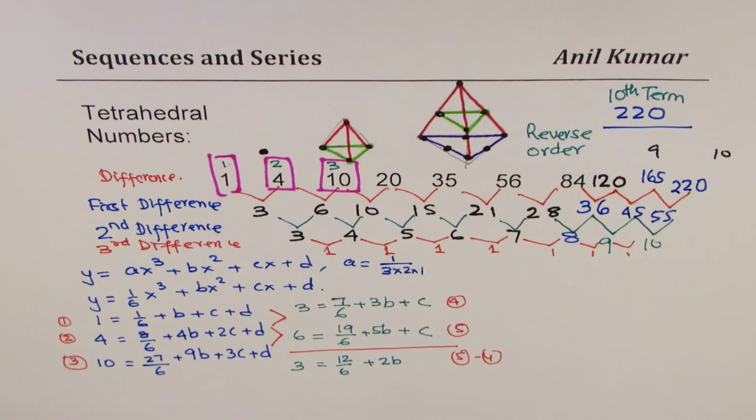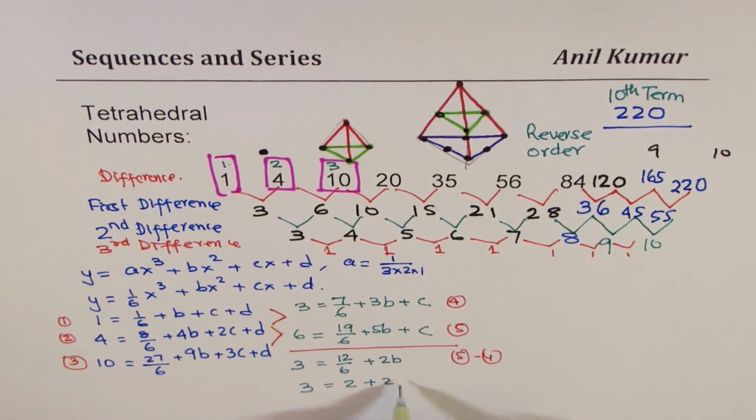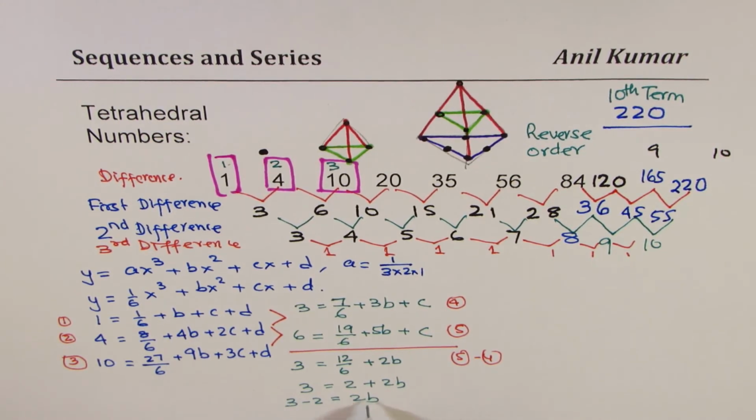Do you see how neatly we are calculating and working with a cubic equation? That is the way it should be worked. Now you can find what b is. 12 over 6 is indeed 2, right? So we have 3 equals 2 plus 2b. When we take away 2 from here, we get 3 minus 2 equals 2b. And we can write down what b is.